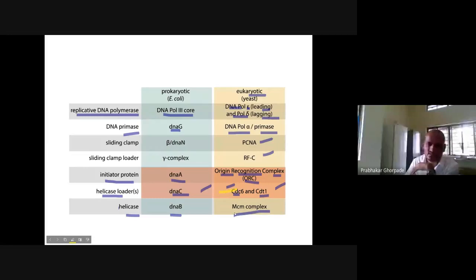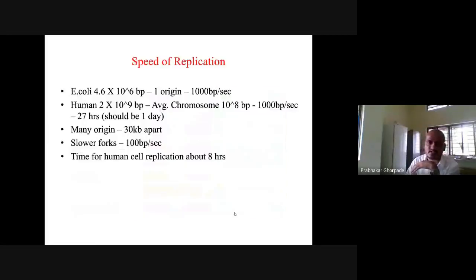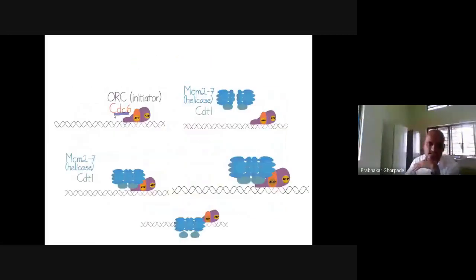So this CDC6 we saw here, this is the helicase loader. This CDC6 is the helicase loader, and this is the ORC, origin recognition complex, the initiator protein, which binds here. ATP is there. This MCM helicase comes with the CDT1. It binds to this DNA. Now this DNA can be unwound.